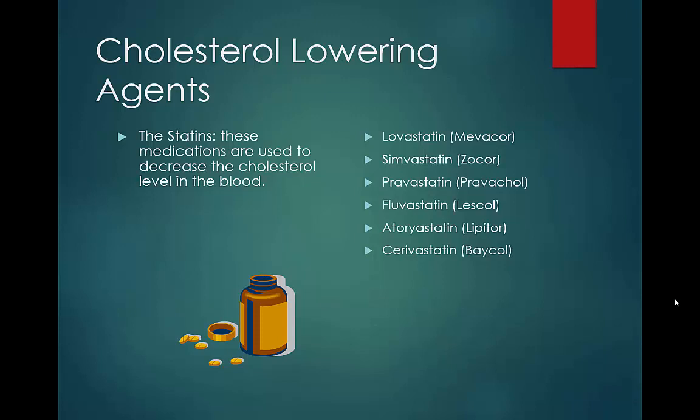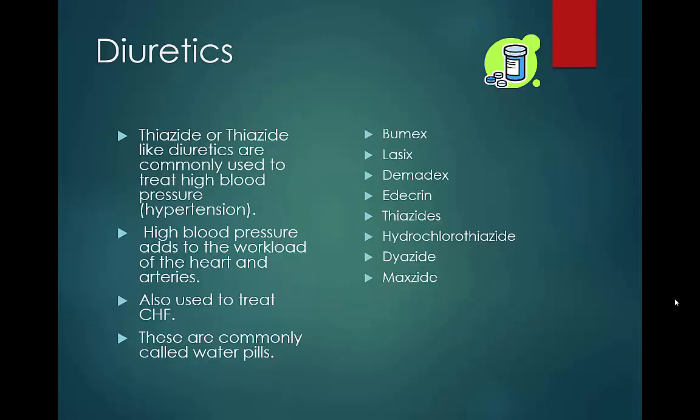Cholesterol lowering agents, the statins, these are used to treat high cholesterol. Zocor is a popular one, Lipitor. Again, just make sure you know one of those medications. Diuretics, these are also used to treat high blood pressure. They are also used to treat patients with congestive heart failure. We commonly call diuretics water pills. Lasix is a popular one. Hydrochlorothiazide is also a popular one. They abbreviate that HCTZ.